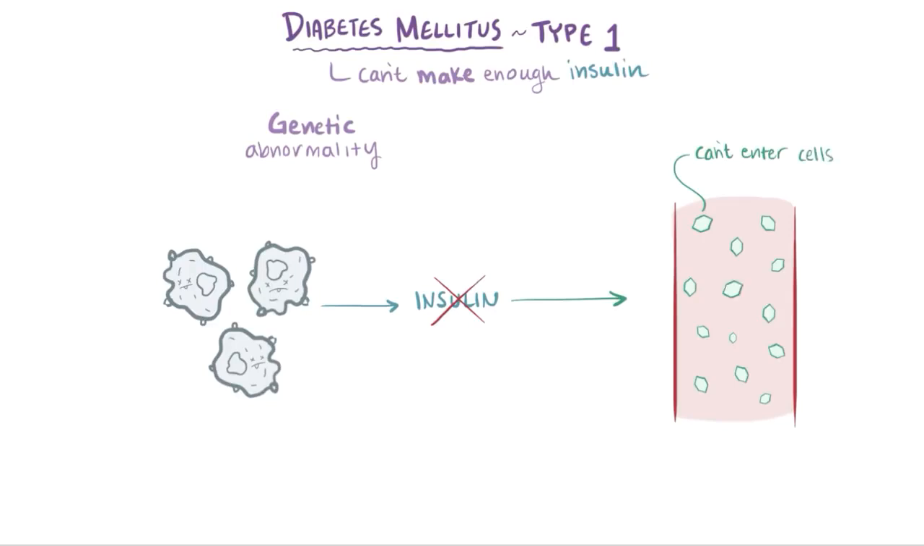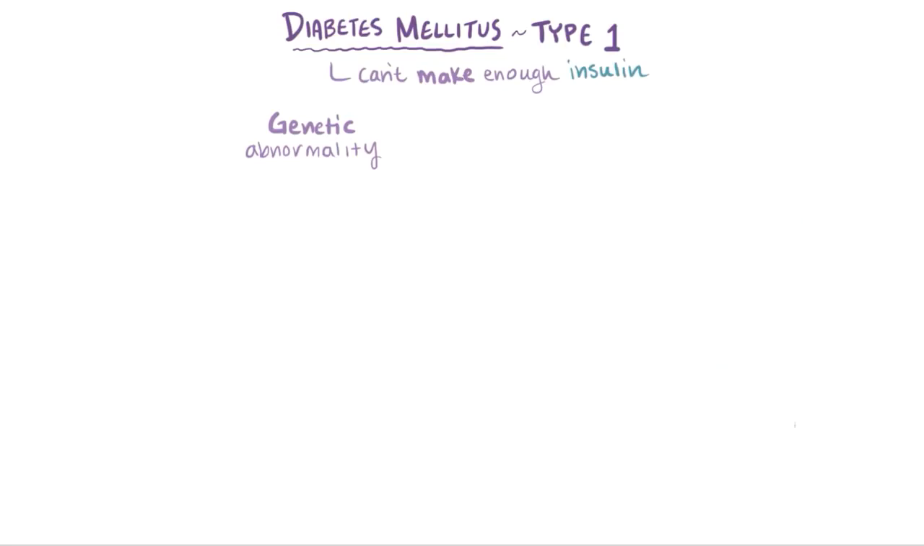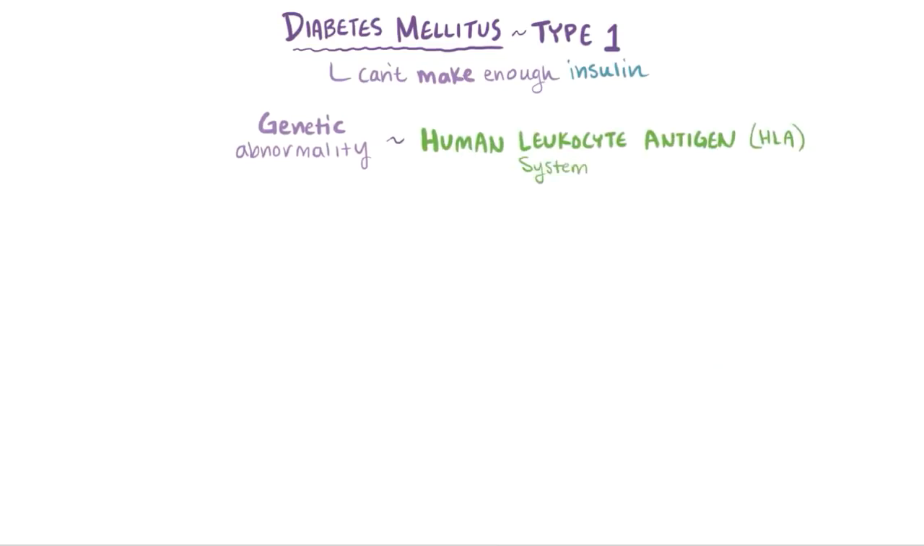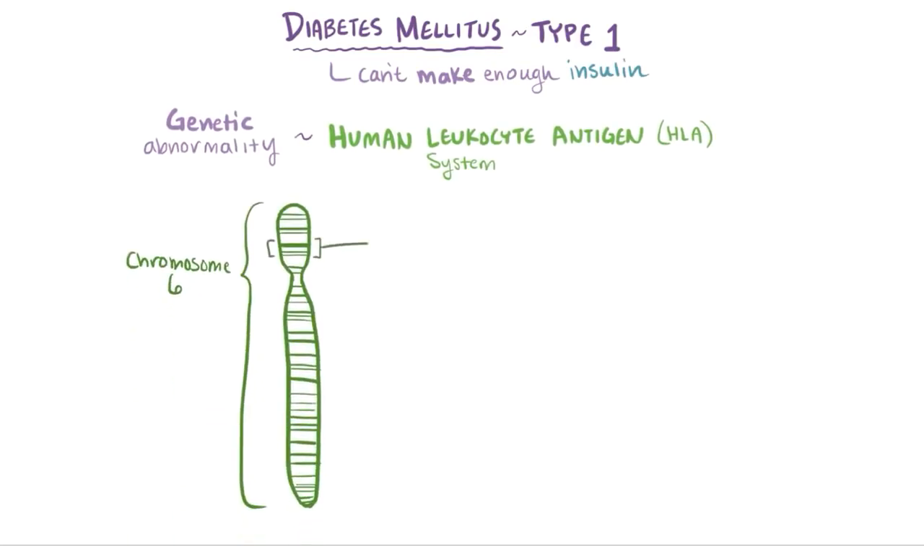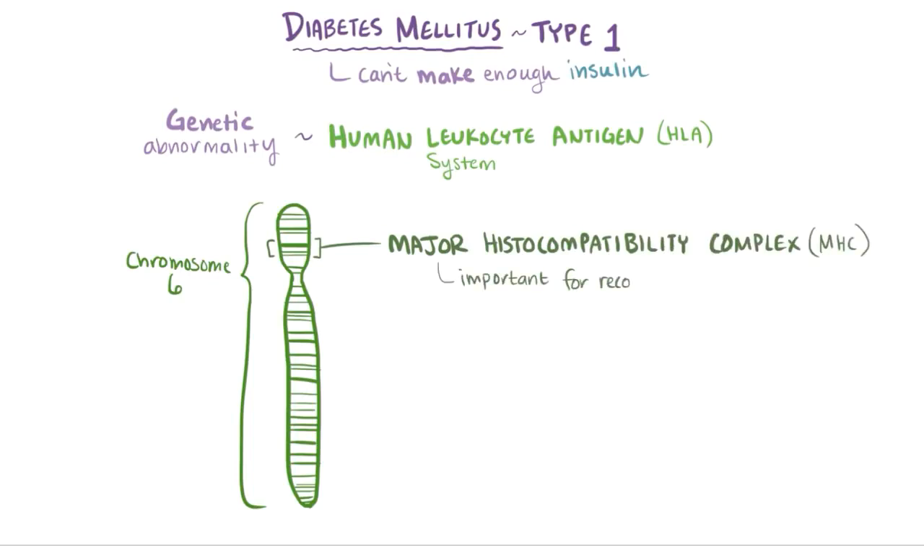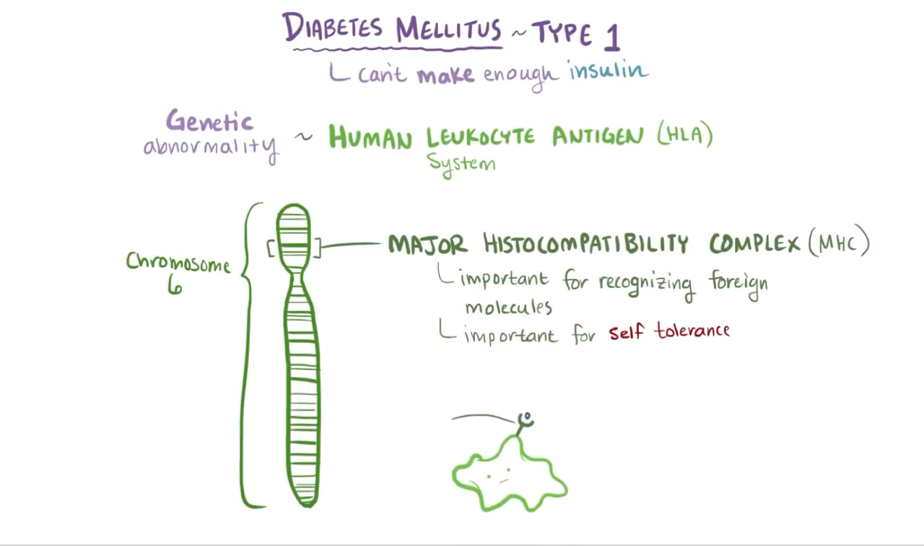enter the body's cells. One really important group of genes involved in regulation of the immune response is the human leukocyte antigen system, or HLA system. Even though it's called a system, it's basically this group of genes on chromosome 6 that encode the major histocompatibility complex, or MHC, which is a protein that's extremely important in helping the immune system recognize foreign molecules, as well as maintaining self-tolerance. MHC is like the serving platter that antigens are presented to the immune cells on.